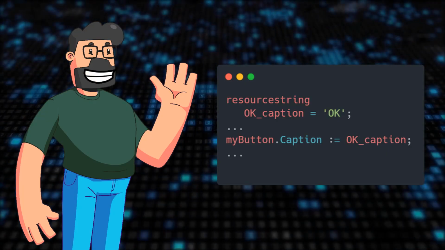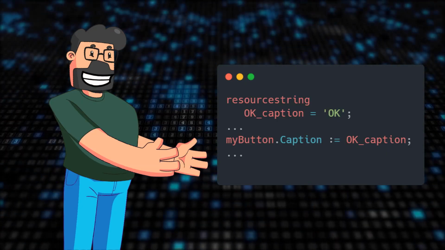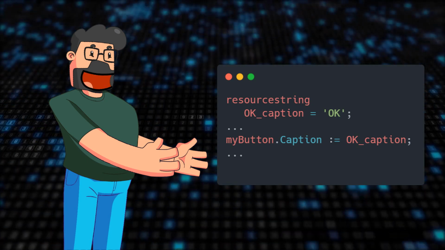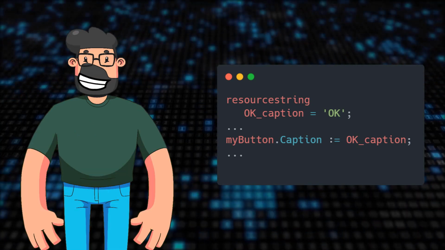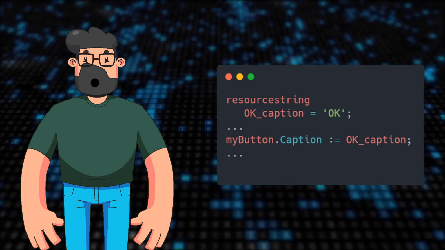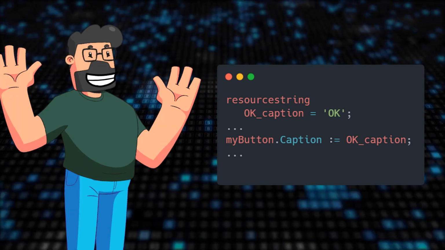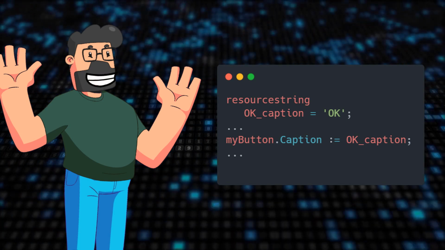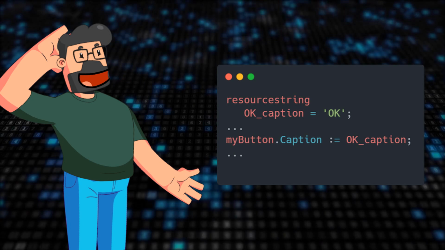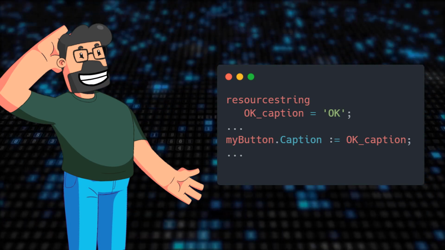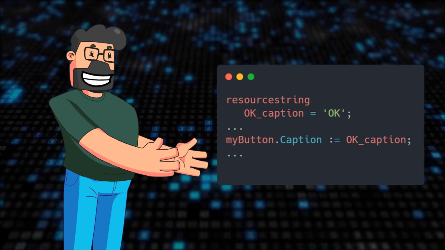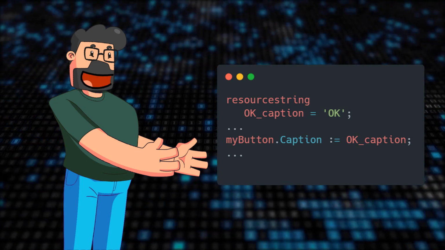Moving on to the solution, it was clarified that resource strings can be treated as global string constants and referred to directly without the need for additional indirection, such as using arrays of resource strings. The recommended approach is to define resource strings at the top of a unit and access them as needed throughout the application. This simplifies the process of managing and updating string constants, especially in scenarios where multiple instances of the same string need to be modified.